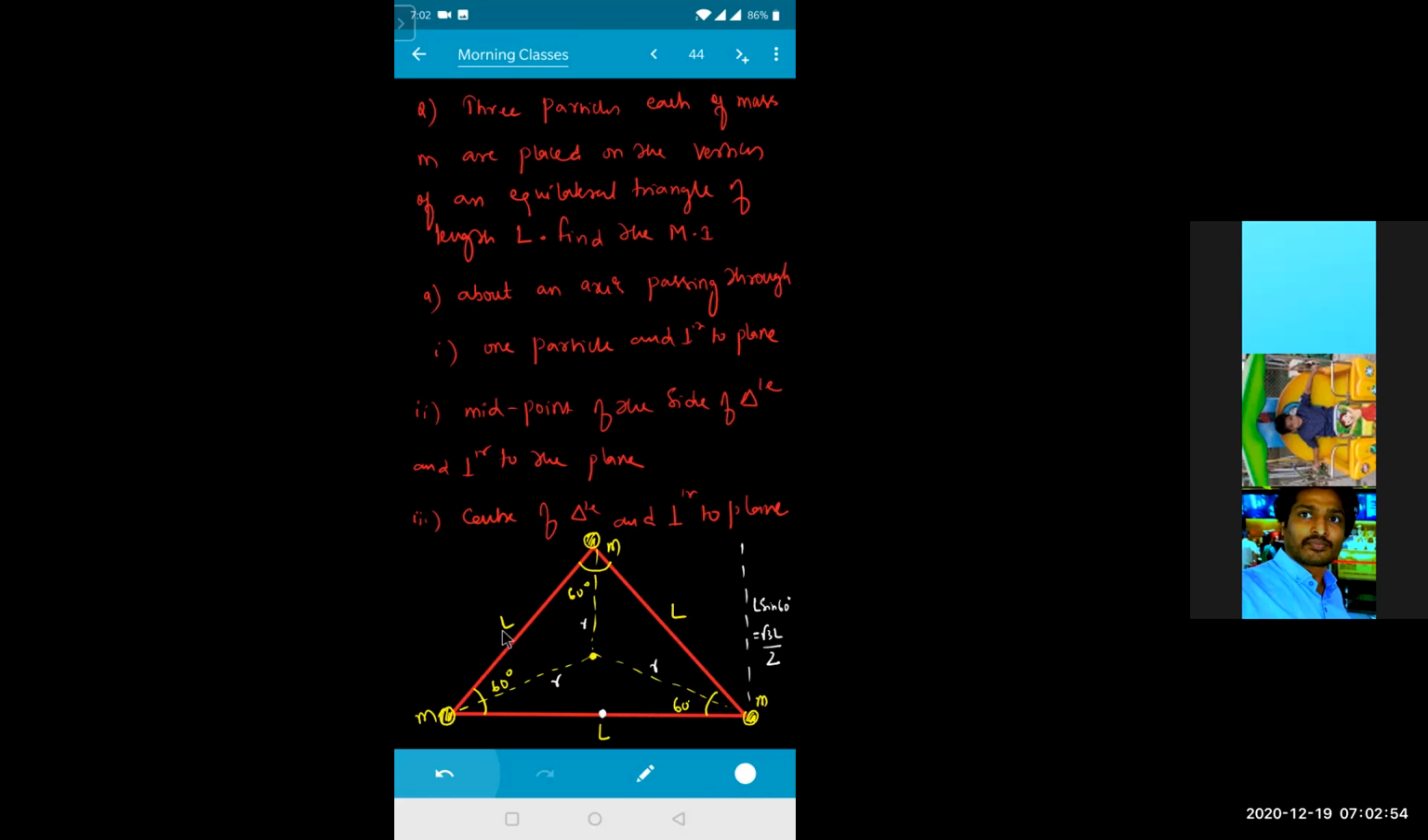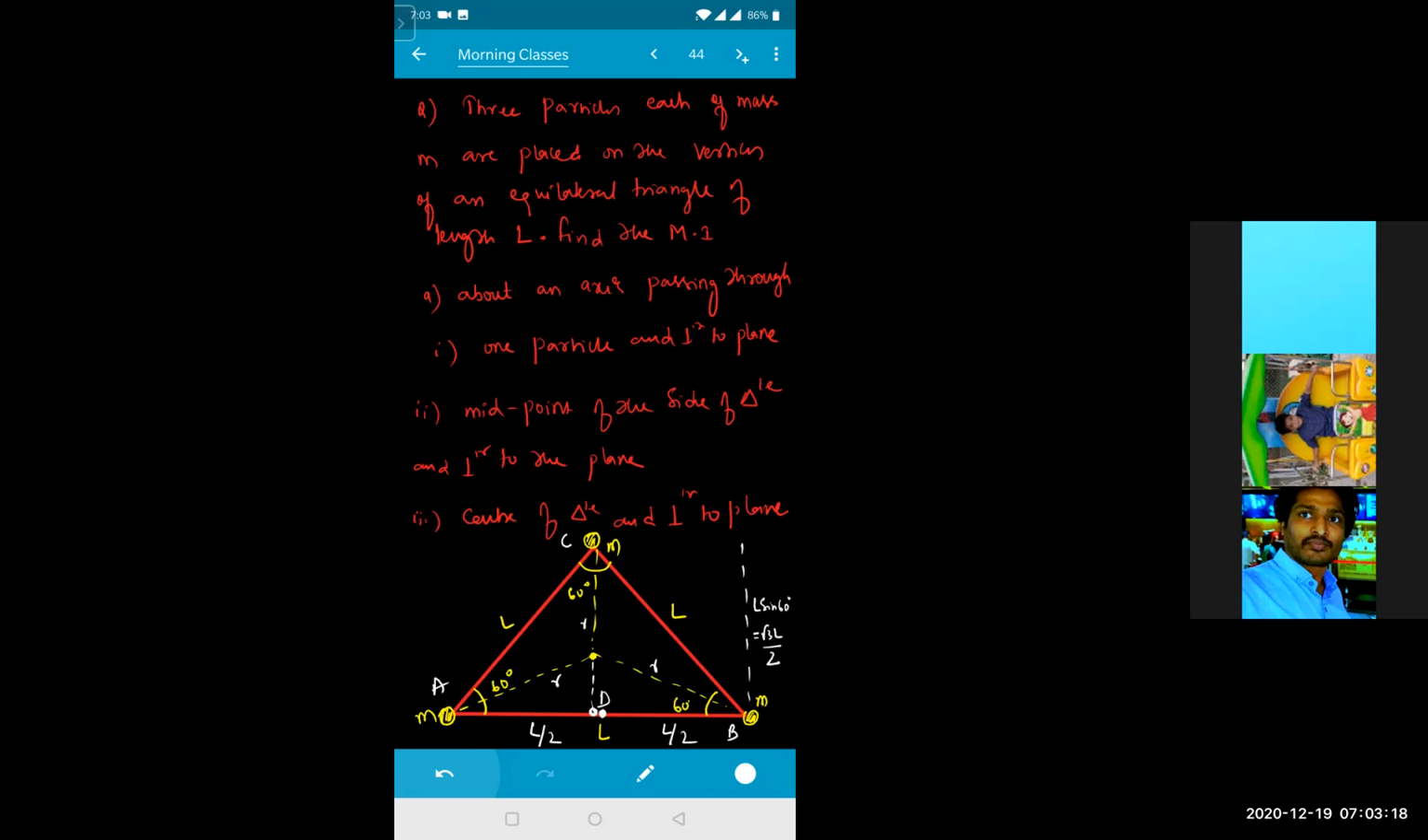So I got the distance from this one. This is say point A, this is point B, and this is point C. And this one is, say for example, point D. So C to D distance is how much? √3 into L/2. Okay? So this distance is how much? L/2. This distance is L/2.